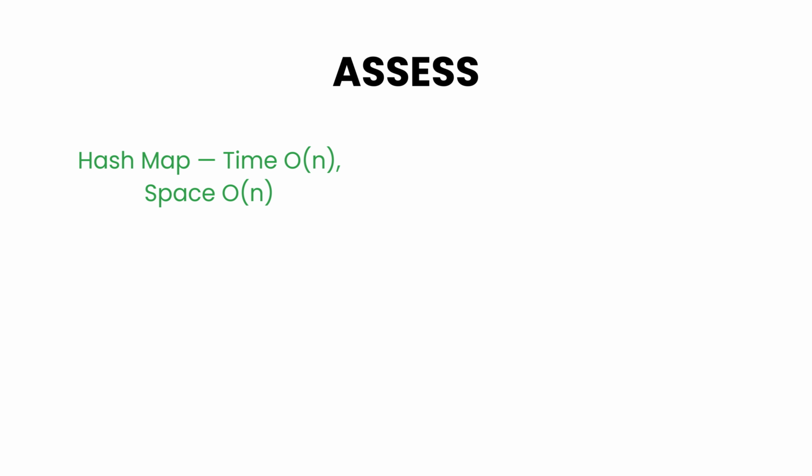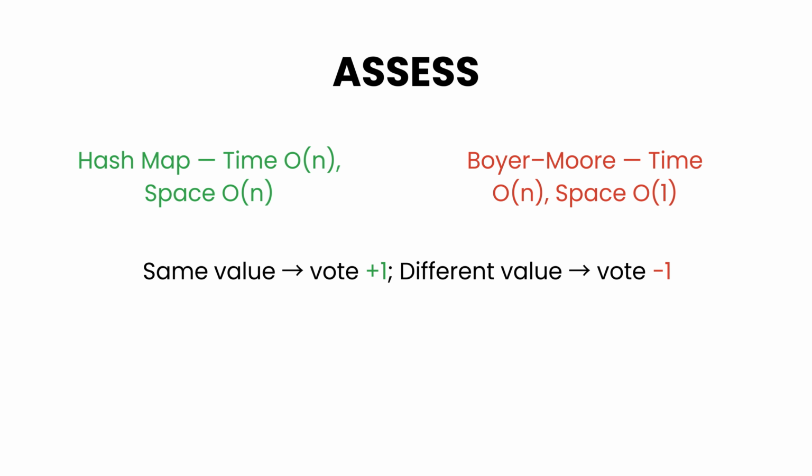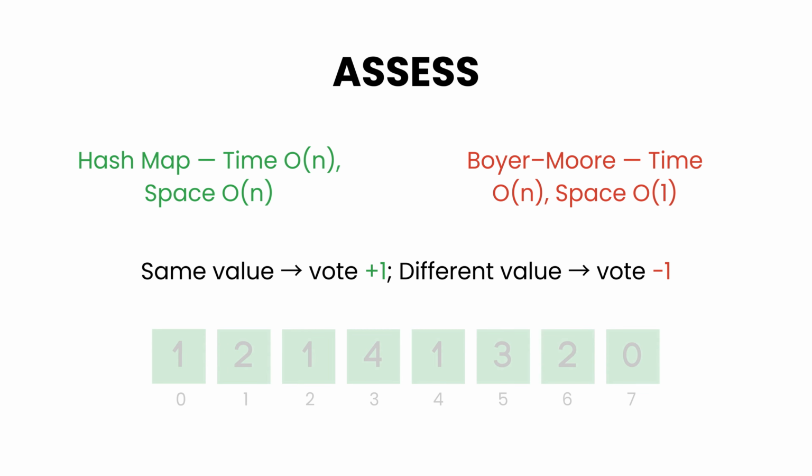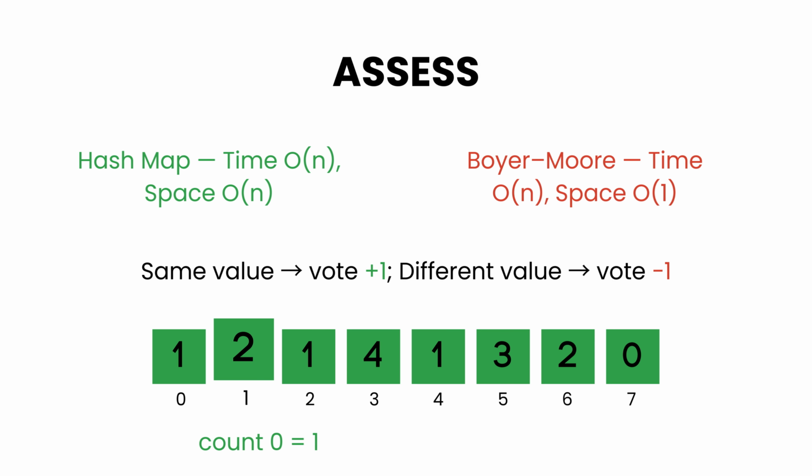We can do better. Boyer-Moore voting runs in O(n) time and O(1) space by tracking a running candidate and a count. When we see the same value, we vote +1. A different value votes -1. Whenever the count drops to 0, we switch candidates. With a guaranteed majority, the final candidate is the answer.